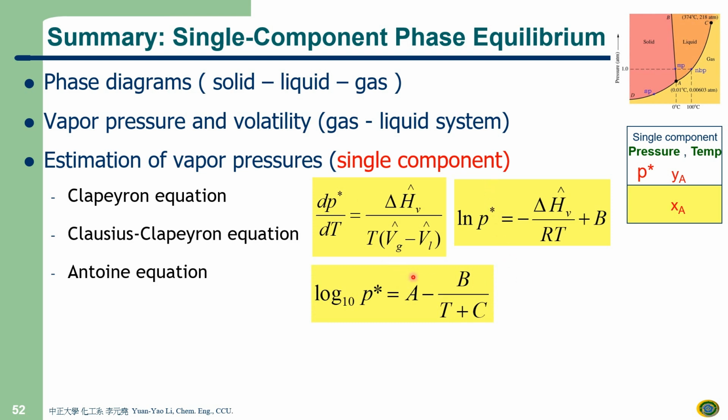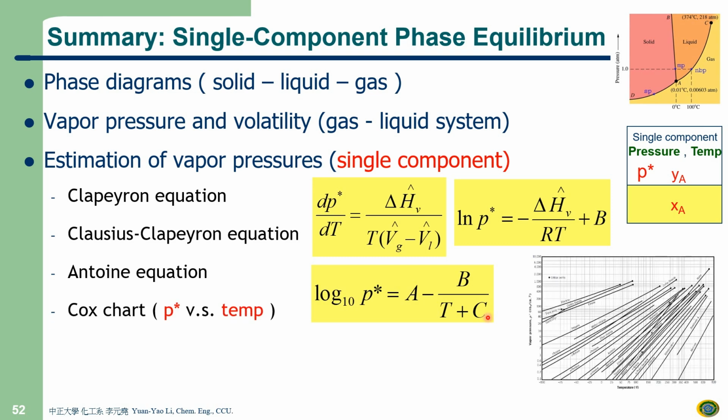The Antoine equation is rather simple compared to the Clapeyron equation and the Clausius-Clapeyron equation, because there's no latent heat term here. The vapor pressure is only related to the temperature. And A, B, C are three parameters which depend on the substance. It can be water, which will have its A, B, C, or alcohol, which will have its own A, B, C parameters. These three parameters vary by substance.